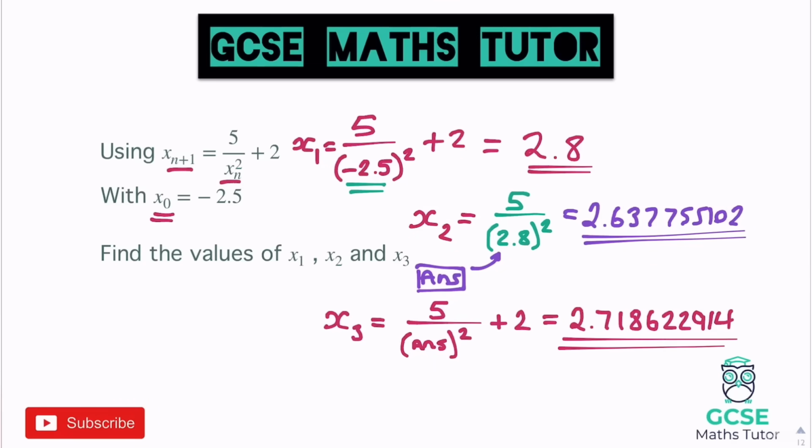Basically just subbing a number in, getting an answer, and then subbing your answer back in. So remember, these are estimates to the solutions of a particular equation. Now the equation wasn't given to us, but these are the estimates to the solution of that equation. Okay, so that's what we use iteration for, and there's your iteration.